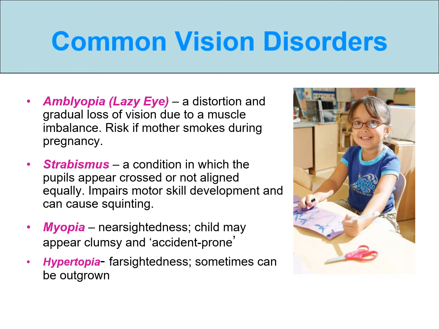Common vision disorders. Amblyopia, which is lazy eye, is a distortion and gradual loss of vision due to a muscle imbalance. And mothers who smoke during pregnancy put their children at risk for this.